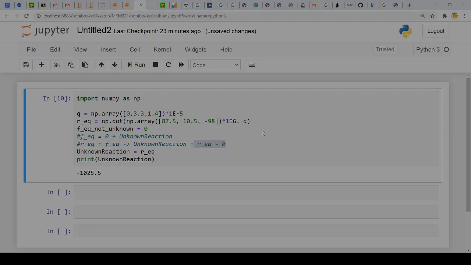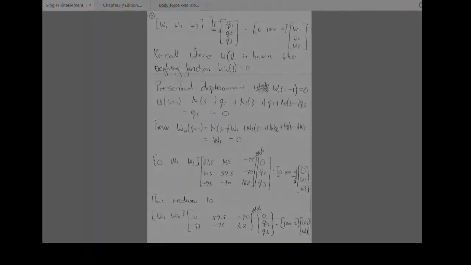So I'm going to go back to this PDF just to highlight that again. There's that 0 from the force side. What we have is this times this is equal to 0 plus an unknown reaction. And then the unknown reaction is equal to this times this minus this. Okay, that's how we can go about solving for the unknown reactions. So that should be clear.